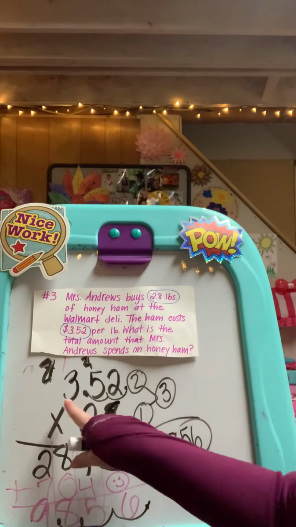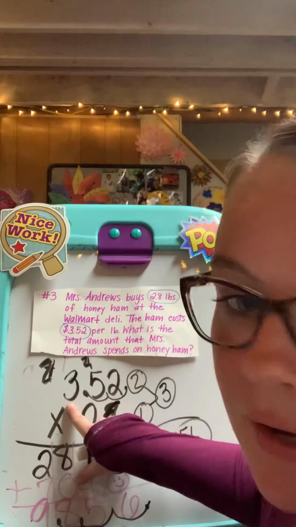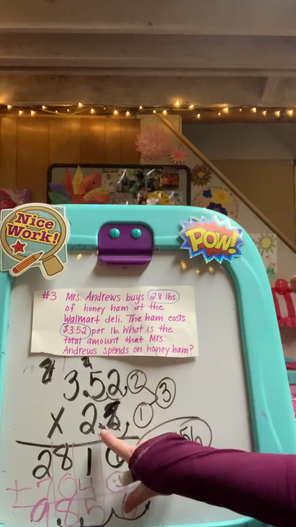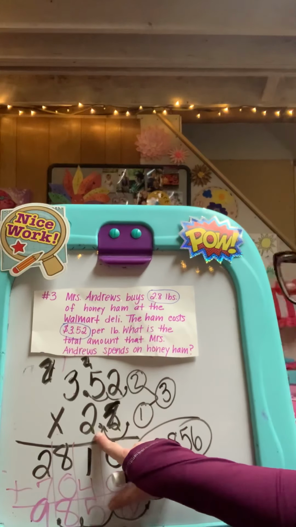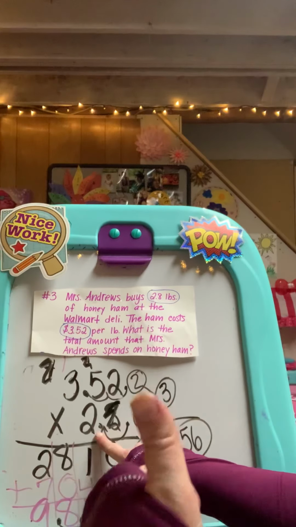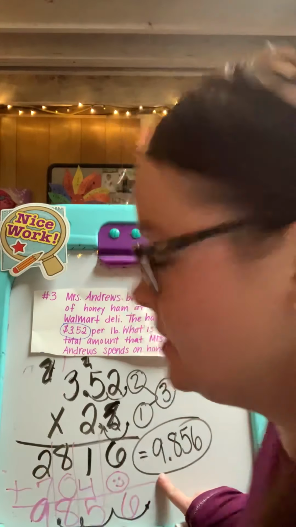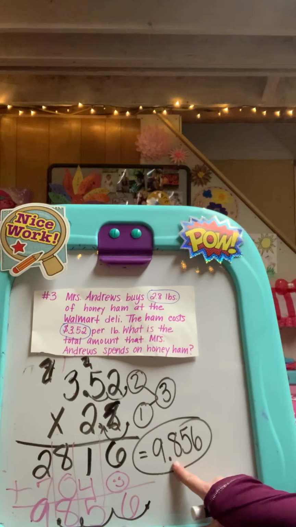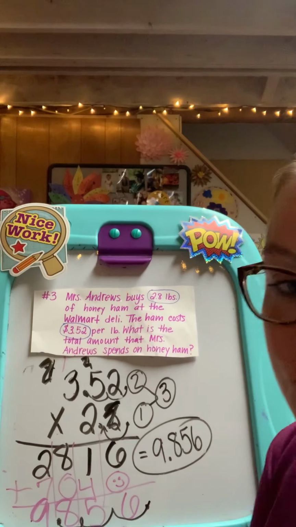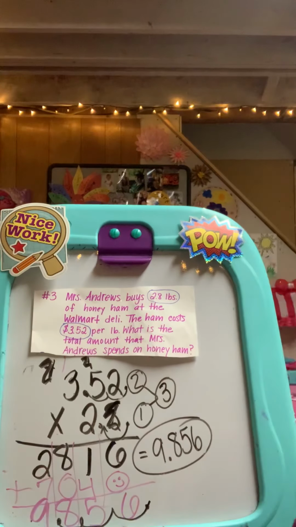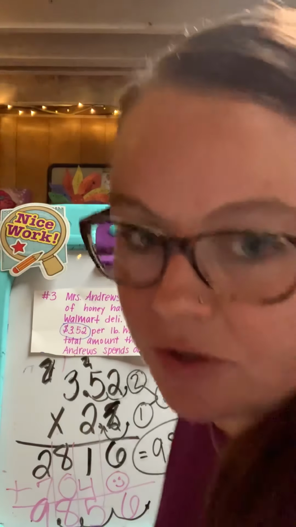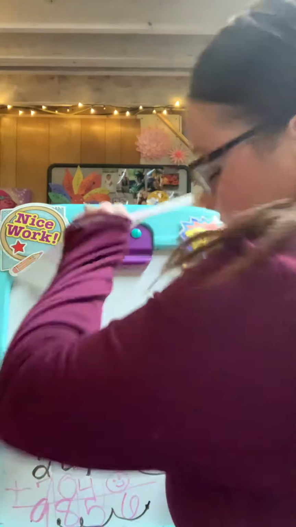So in this problem, this first number is 3 and 52/100. I'm multiplying by a decimal that's greater than a whole. So if it's greater than a whole, my product should go up. 9 and 856 is reasonable because it's going up and it makes sense. Always double check your decimal point. So the last one is just a quick problem. Have you tried now?